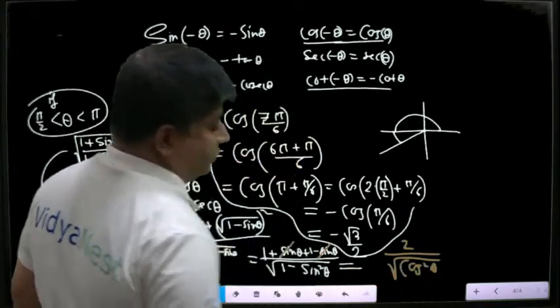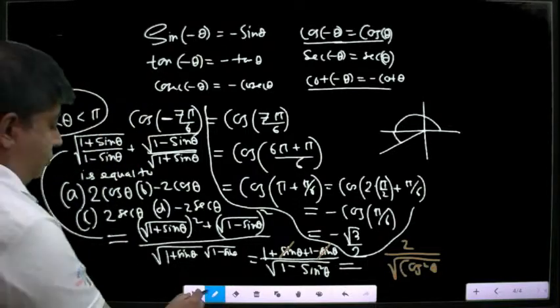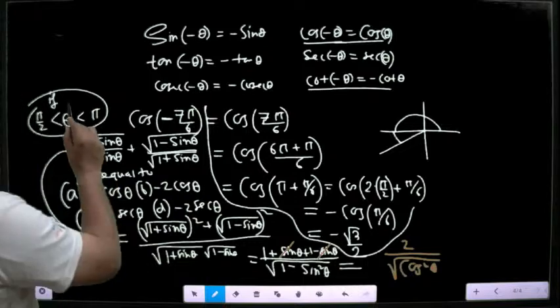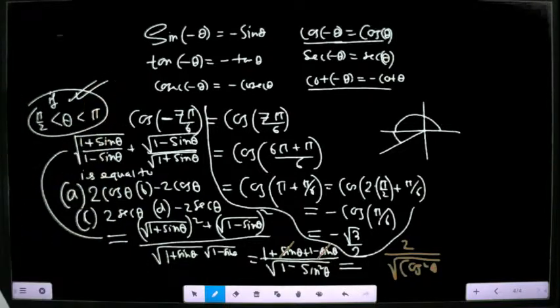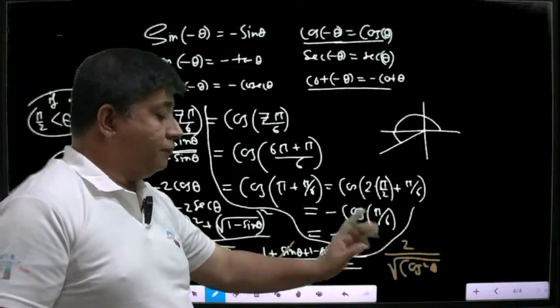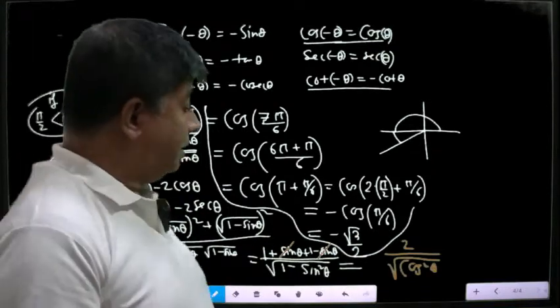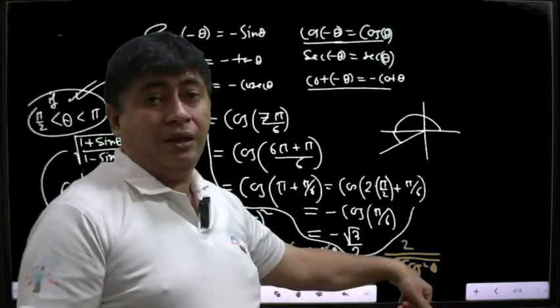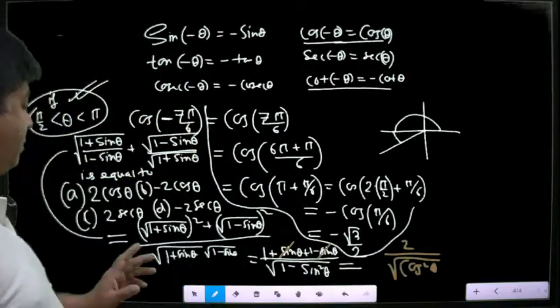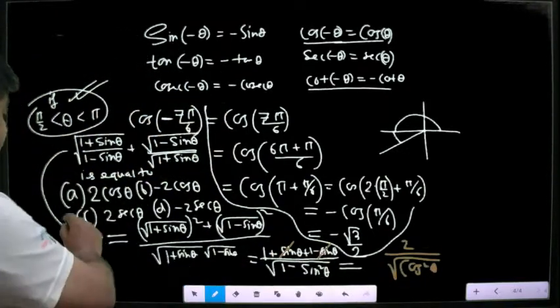So, those who are not bothering about the condition given above, that theta lies between pi by 2 to pi, will put directly 2 by cos theta, and by reciprocal it will become 2 sec theta, and they will opt option C.